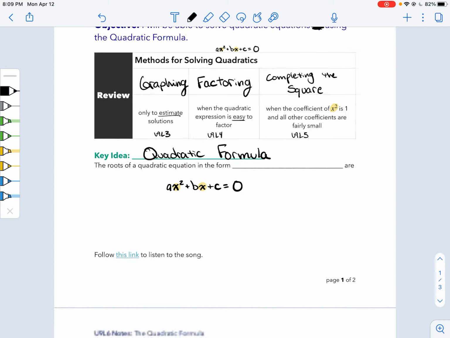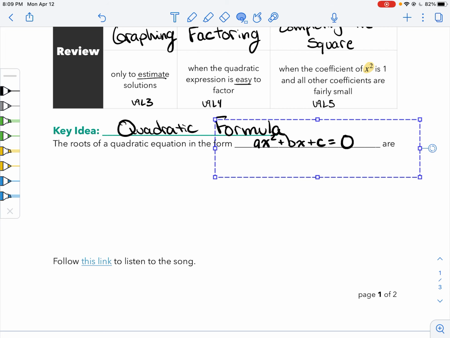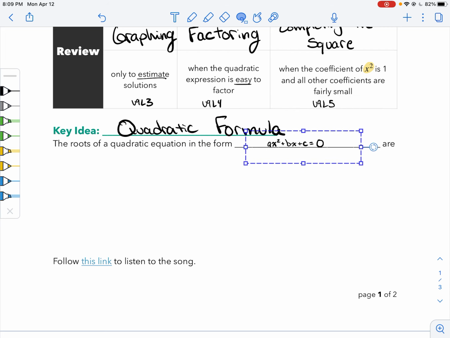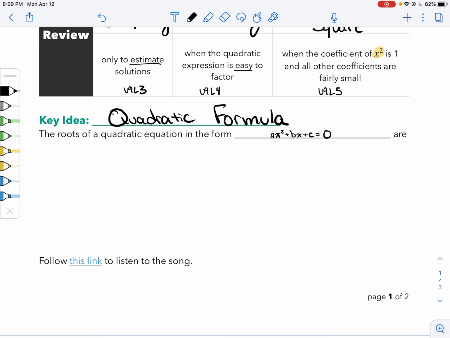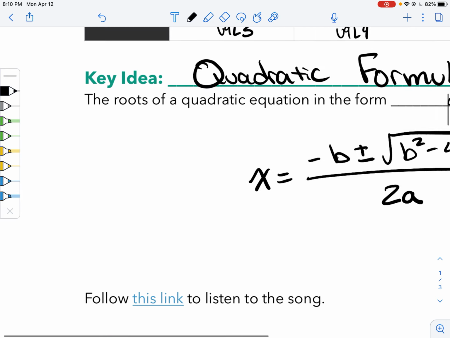Ta-da! What this says is, if you have a quadratic ax squared plus bx plus c equals 0, and you want to find out what x is going to be to make that true, I will tell you, and I will tell you with a song. X equals negative b plus or minus the square root of b squared minus 4ac all over 2a. And that's it.